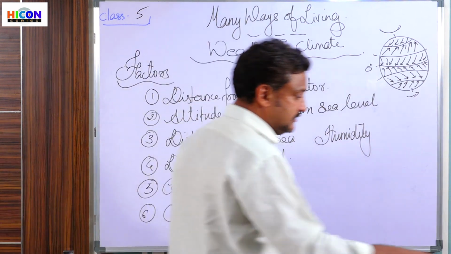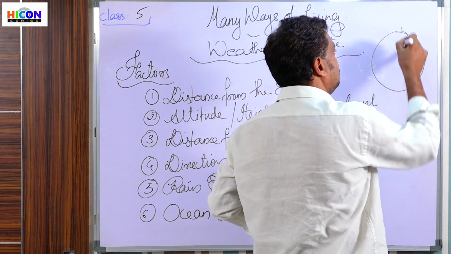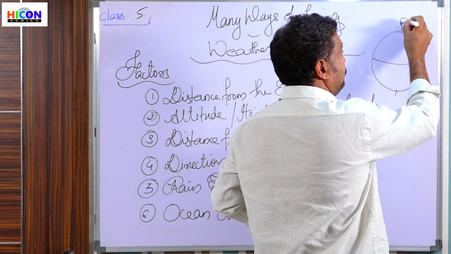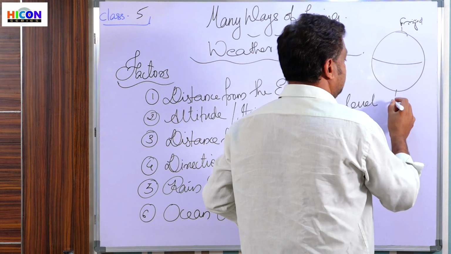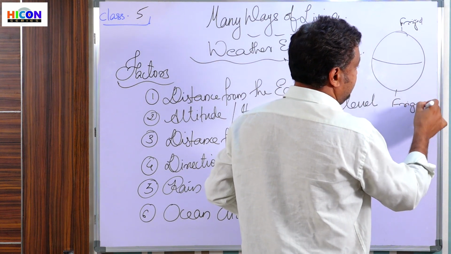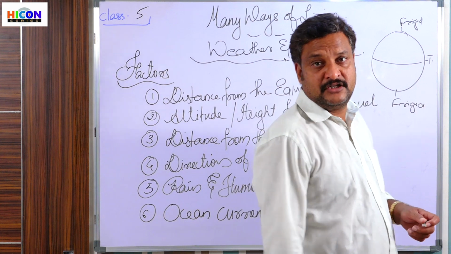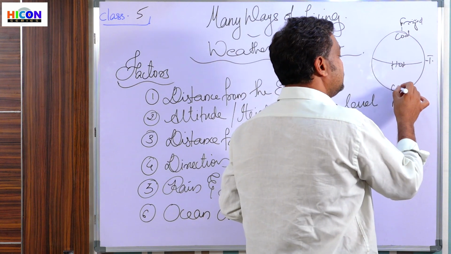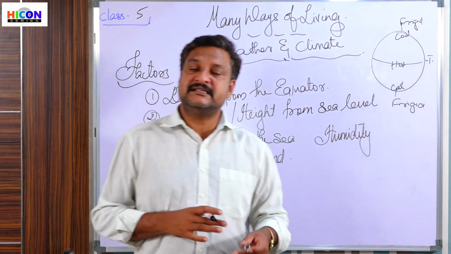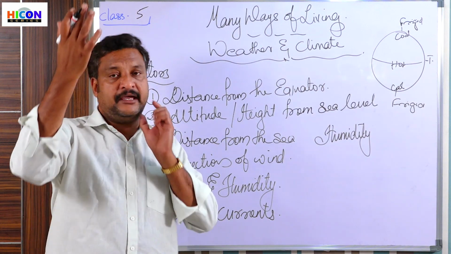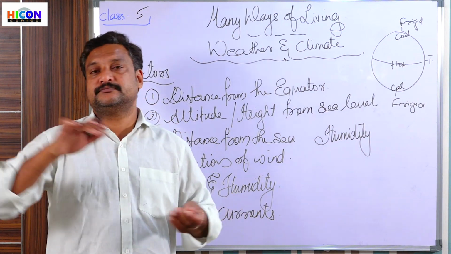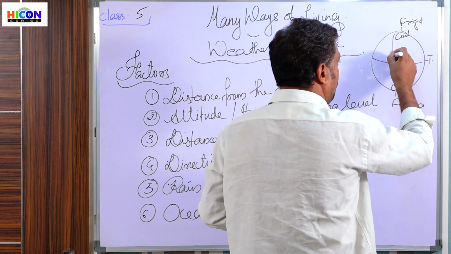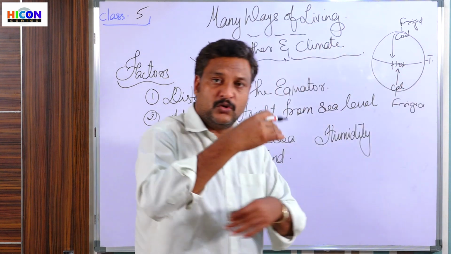See, we know that if this is a globe, north and south pole, equator, this is a frigid zone, isn't it? This is also a frigid zone, and this is a torrid zone, isn't it? Means this region is hot and this is cool. So whenever there is a difference in temperature, either in air or water, there happens a flow. Means from the cold region to the hot region, it flows.